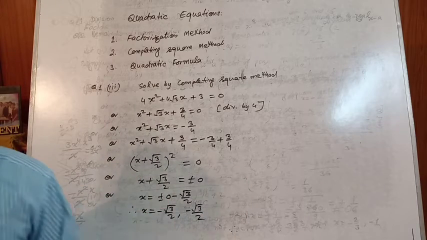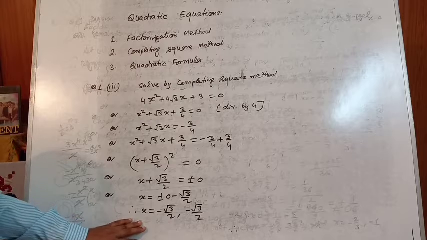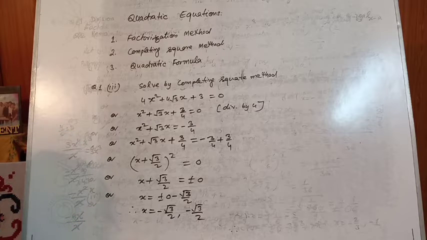Whether 0 is added or subtracted, we are going to get the same number. So there are two real roots but repeated roots. This is called real and repeated roots. This way we have used the completing square method.